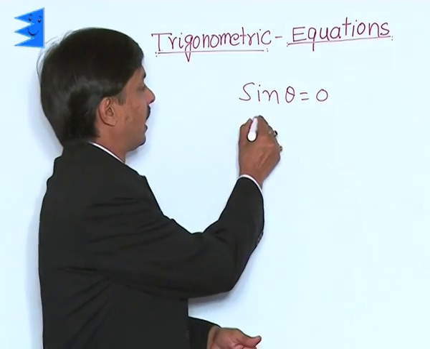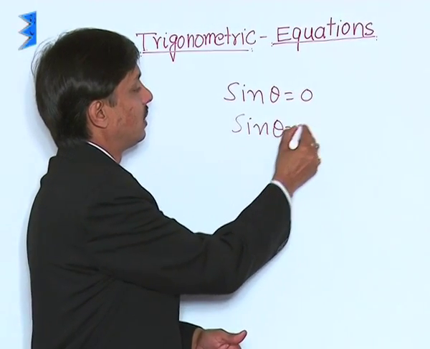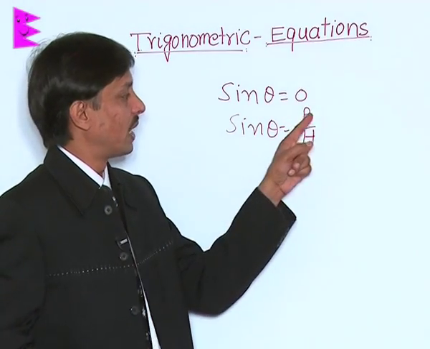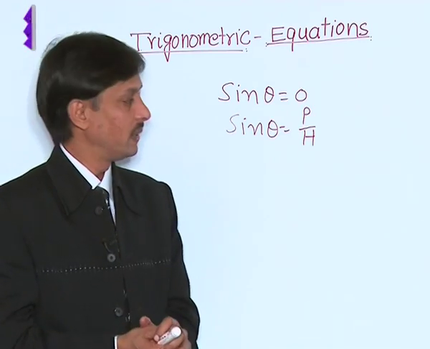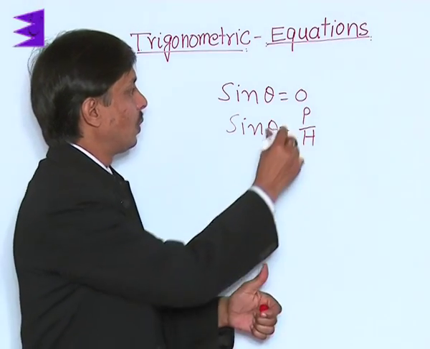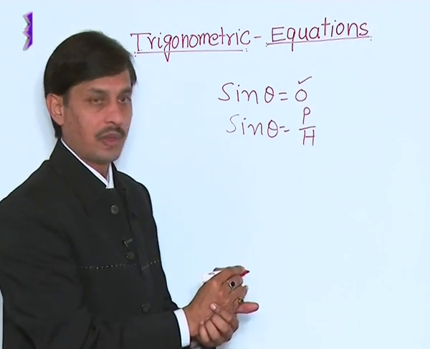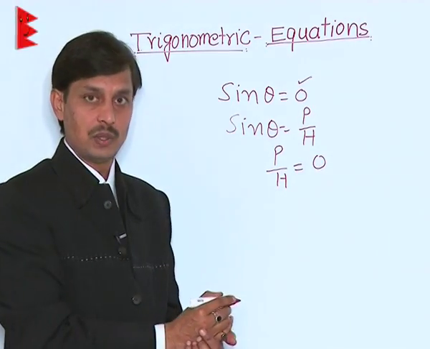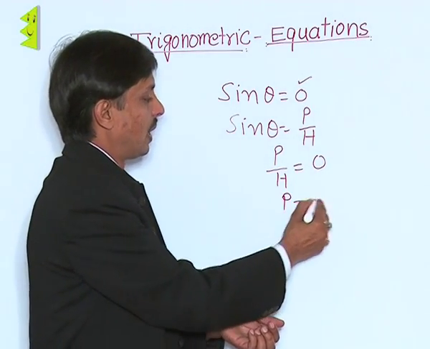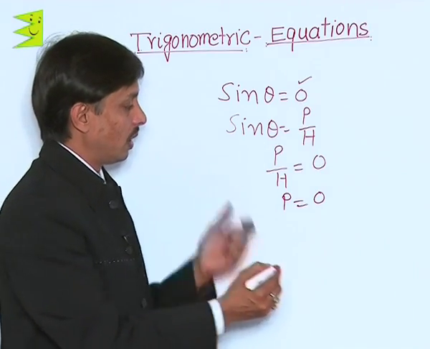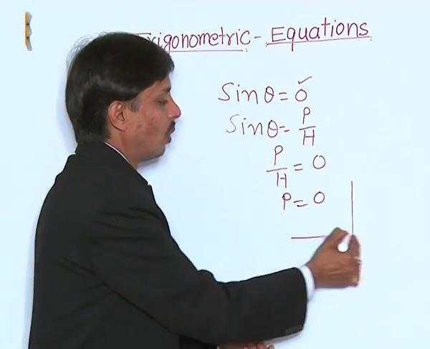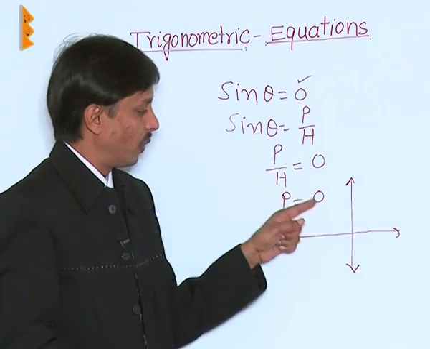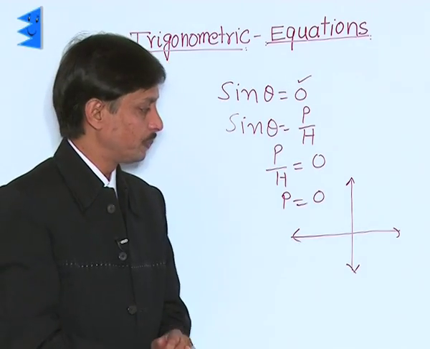But if I tell you, sin theta is what? Perpendicular upon hypotenuse, or opposite side of the angle upon the longest side. But we have to take sin theta as 0, meaning we have to take perpendicular upon hypotenuse as 0. So you can say perpendicular is 0. It means that the value of sin theta will be 0 in every case where the perpendicular will be 0.